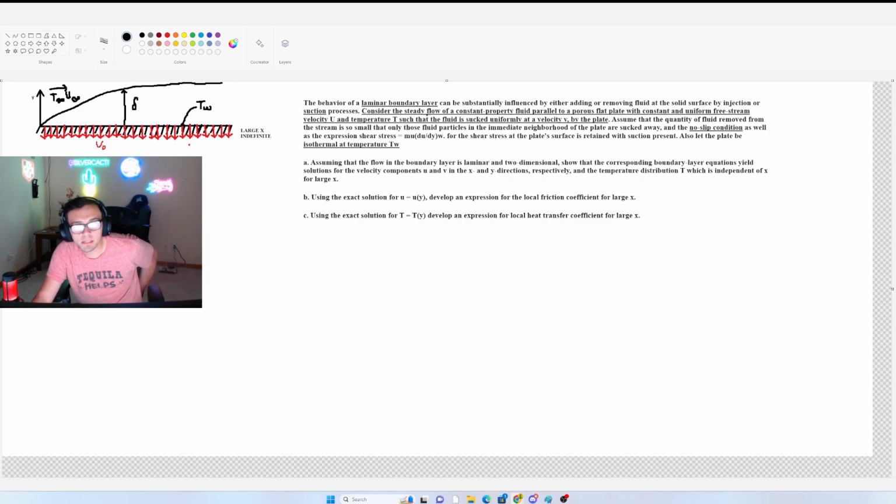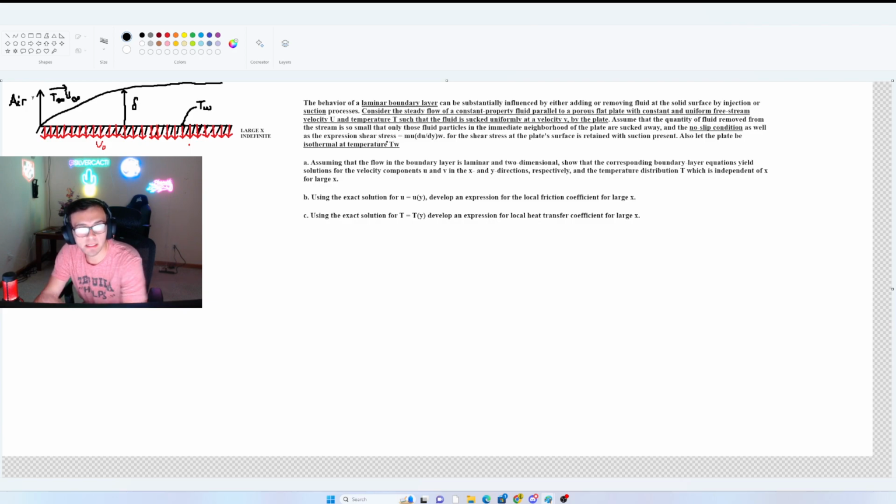It's going to be steady flow with constant fluid properties. That's basically saying that all the properties of the air flowing over this, this is air that's flowing on top of here, are going to be constant. That basically just makes the problem a bit simpler. The no-slip condition helps with one of the boundary conditions for the problem.